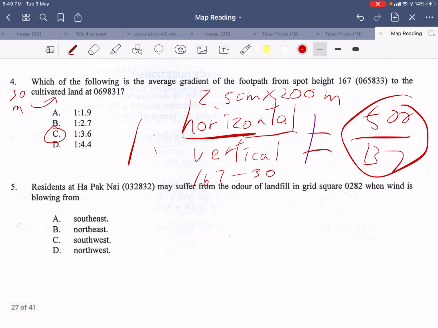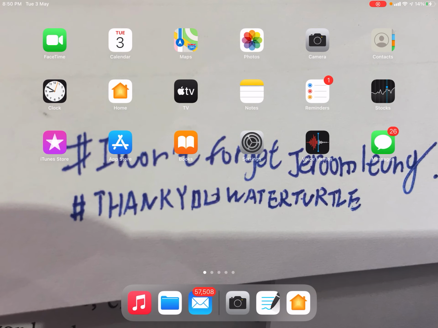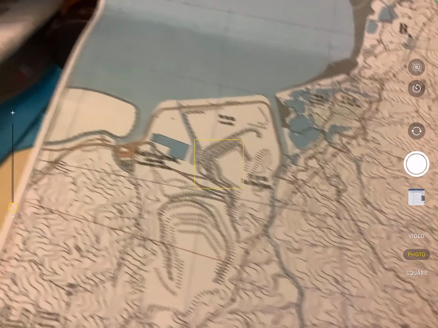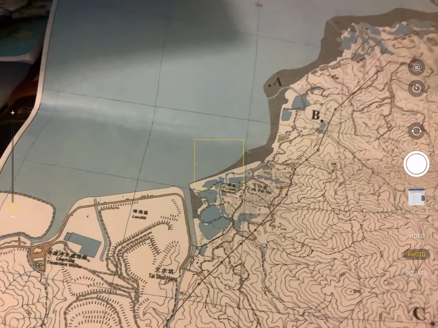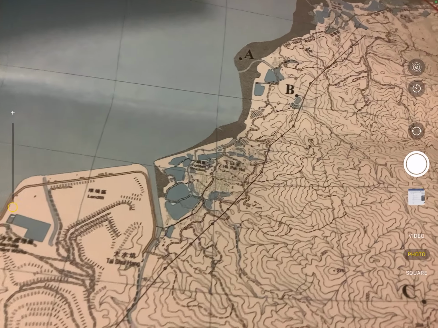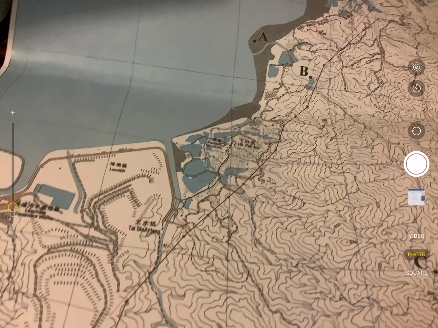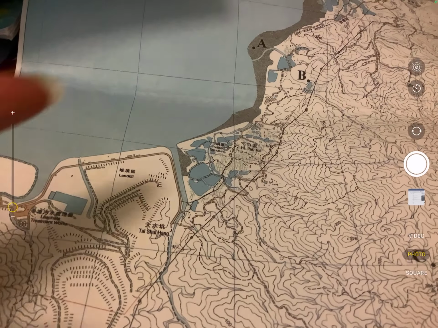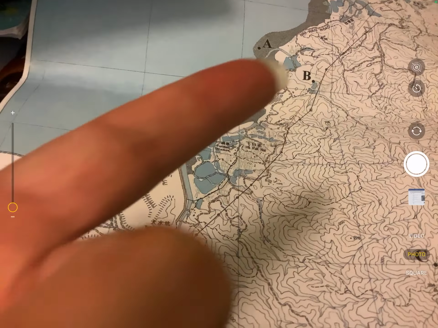And then how about "may suffer from the odor of landfill," which is talking about the smell from the landfill from O2H2, which is here. And then where is Habalai? Right here. So what kind of wind will blow, then they will suffer. Okay, it should be this way, right? It should be this way, right?